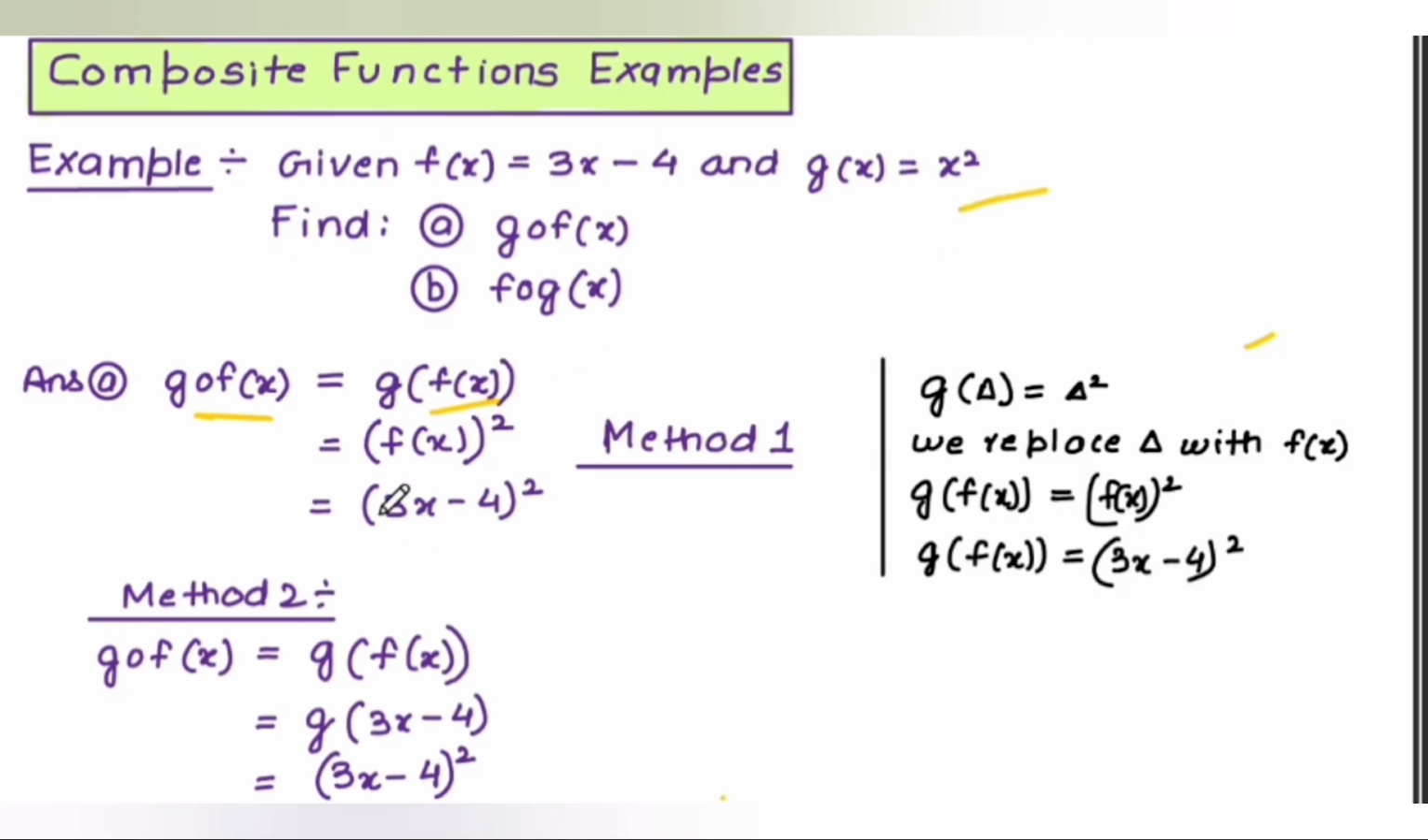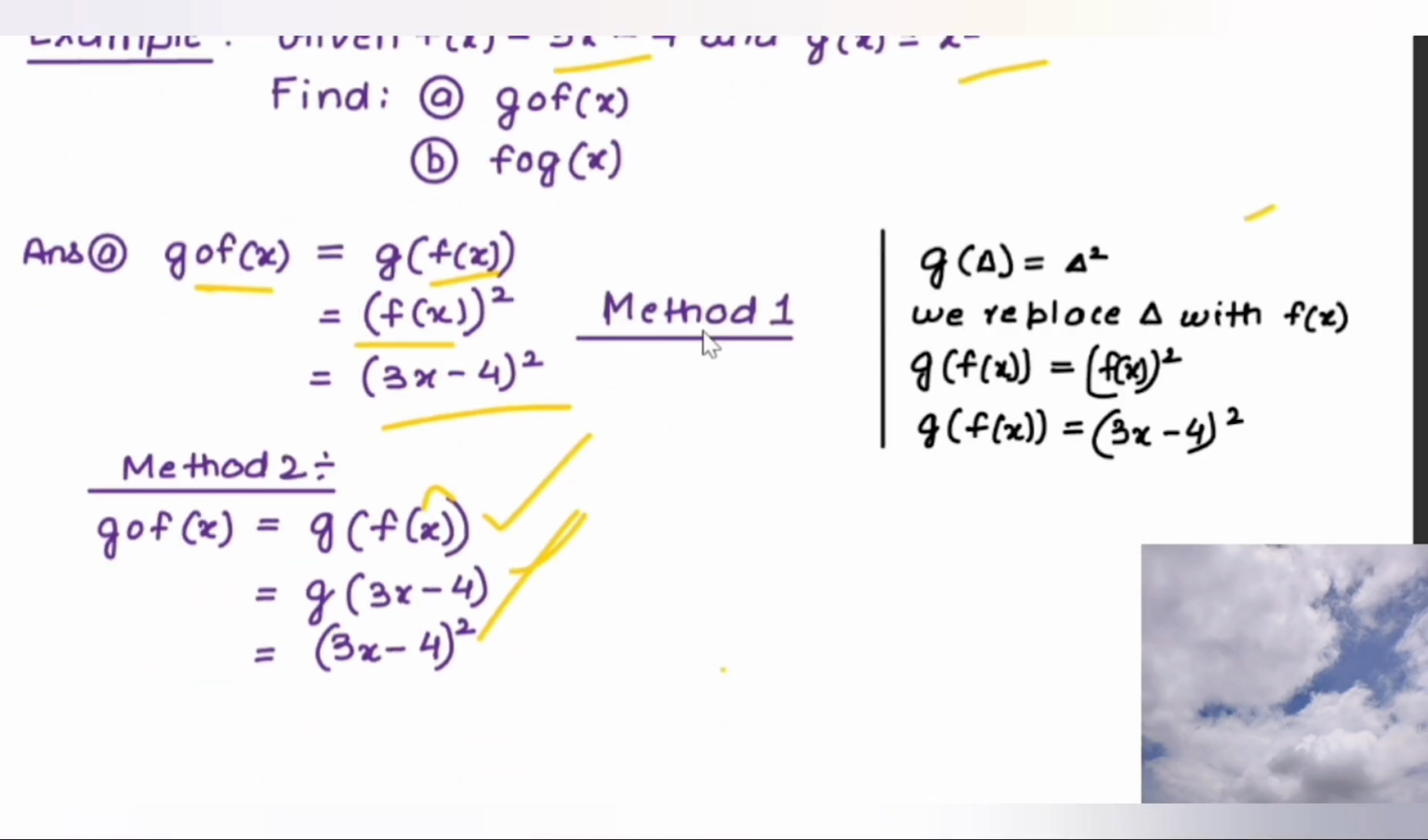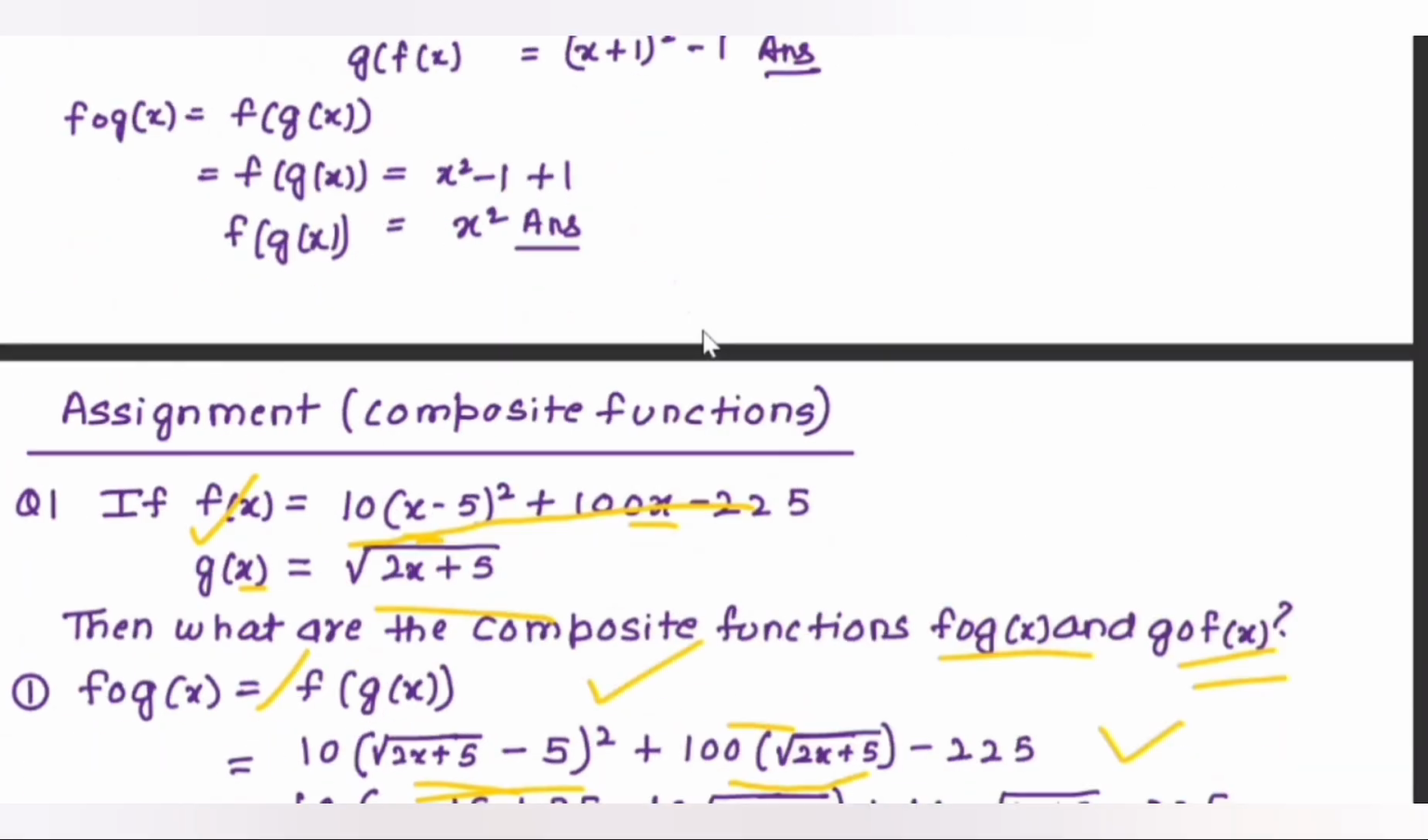So what was your g of x? x square. So instead of x square, we write f of x square. What is the value of f of x? 3x minus 4. So 3x minus 4, squared. Instead, you can do this also. You have replaced x with f of x. Now you can put the value of this function first and then get the final value of g of x. You can go with any of the methods. There are more examples given. Go through each of them.